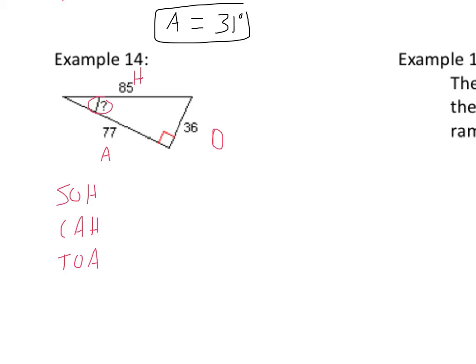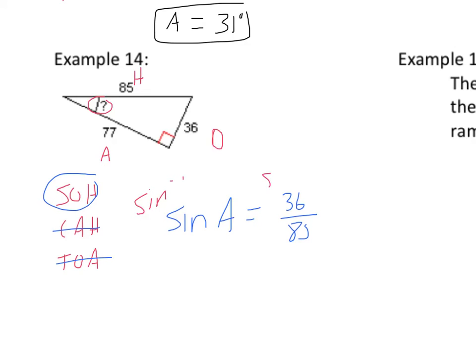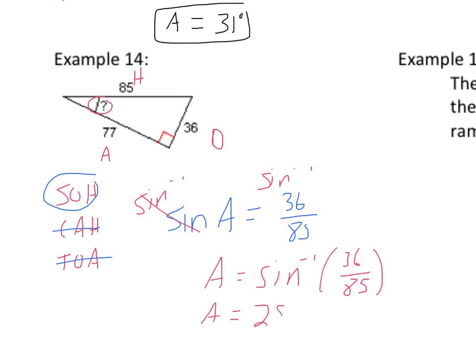So because of that, I'm just going to focus on the first one. But any of them would work. So I'm looking for the angle using sine, which means my ratio for sine is opposite over hypotenuse. So since we're using sine, I will do sine inverse. They cancel each other out, and our angle will be found by taking sine inverse of 36 over 85. And if you do that properly on your calculator, you should get approximately 25 degrees.